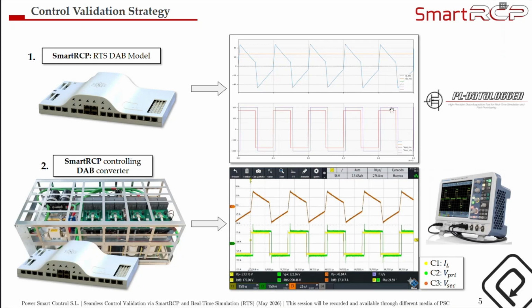So once we have checked that our control is validated and works properly, the second stage is to control our prototype with the SmartRCP. And then we can analyze the waveforms with the PL data logger tool or using physical oscilloscopes and current and voltage probes, as we are going to see in the live demonstration.